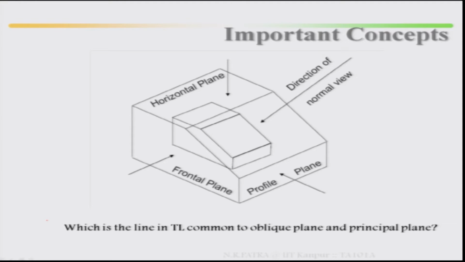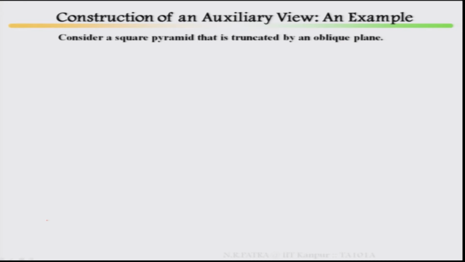Which is the line in true length common to the oblique plane and principal plane? Construction of an auxiliary view, an example: consider a square pyramid that is truncated by an oblique plane. Look at this. This square pyramid has been truncated by an oblique plane. First you name it 1, 2, 3, 4, 5. Then from there project it back. Then you name it 1, 2, 3, 4, 5.